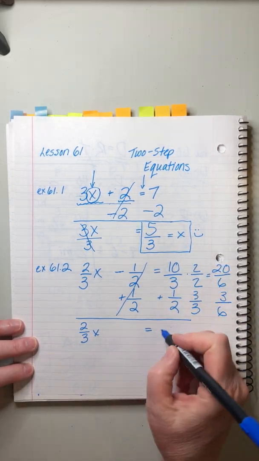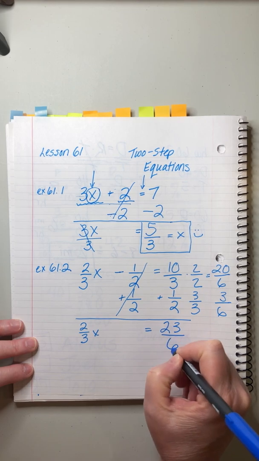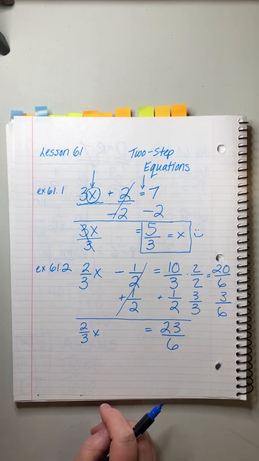So when I add those together, I'll have 23/6. Oh, that's ugly, isn't it? But that's okay. It can't hurt us.